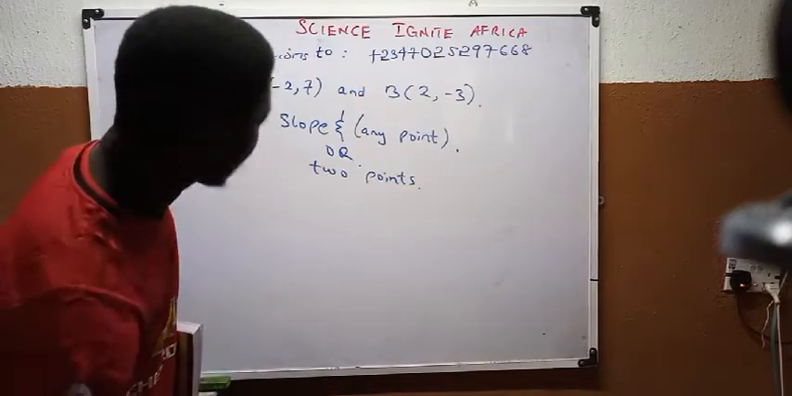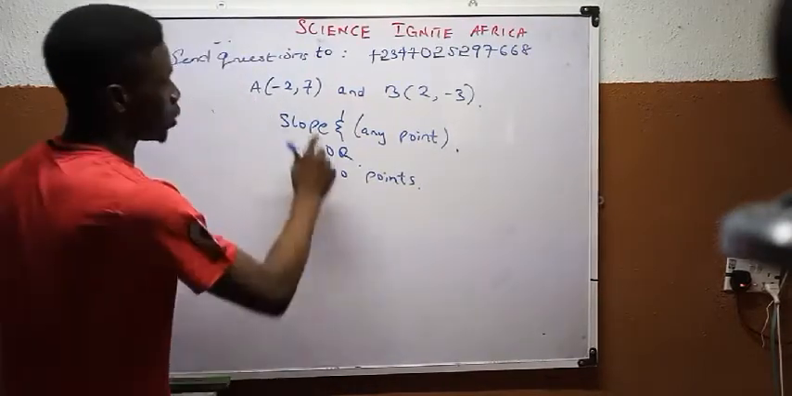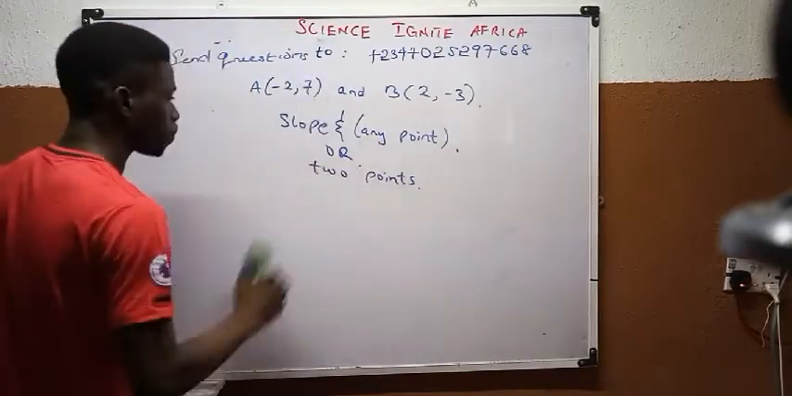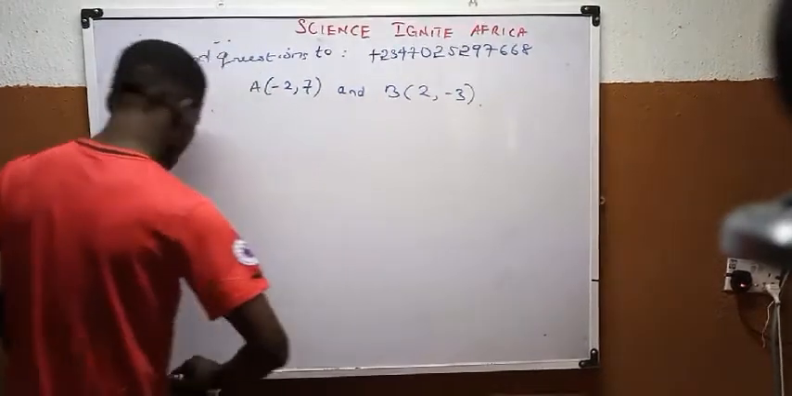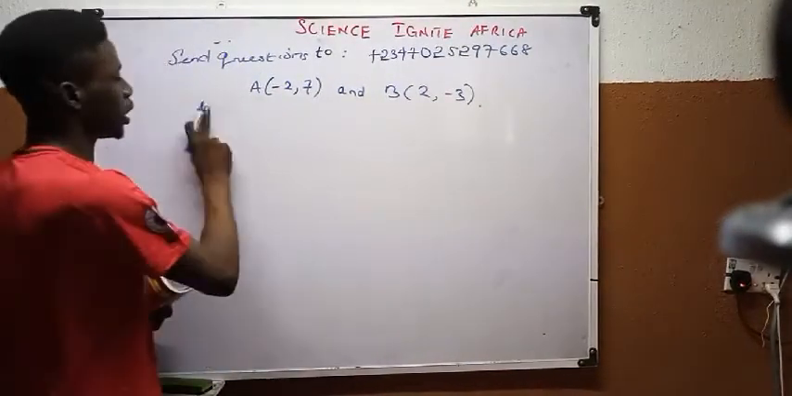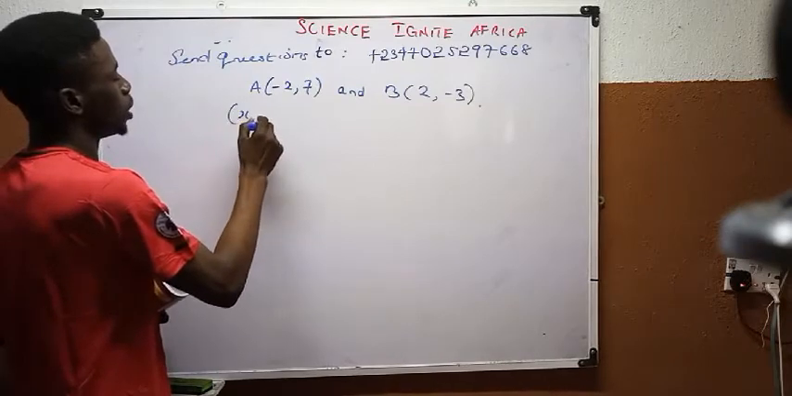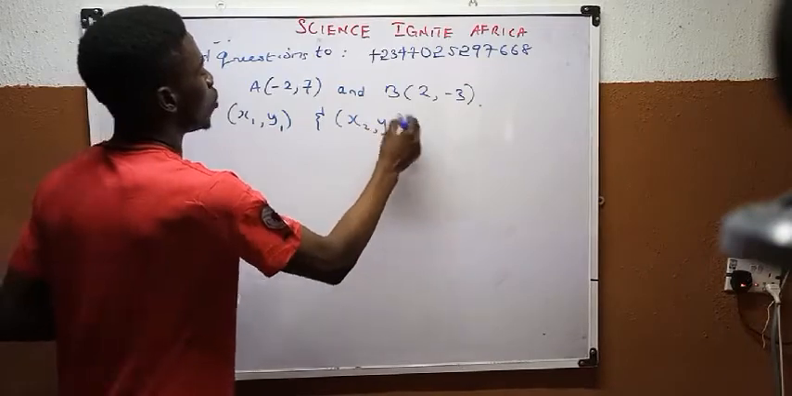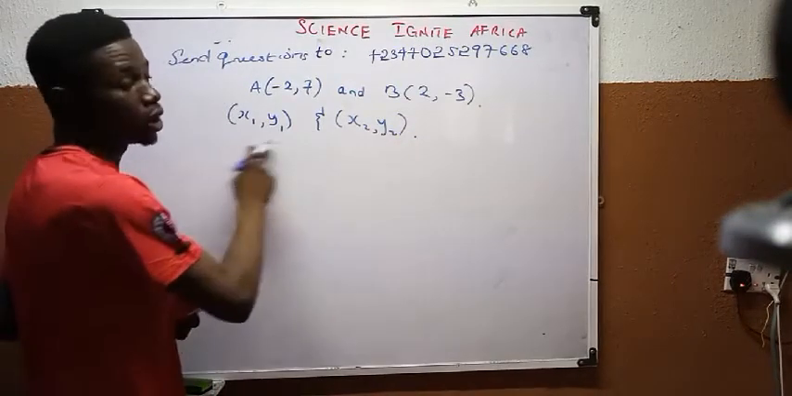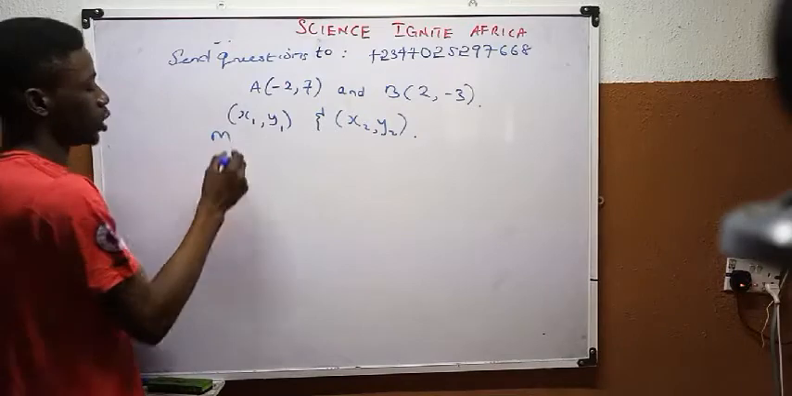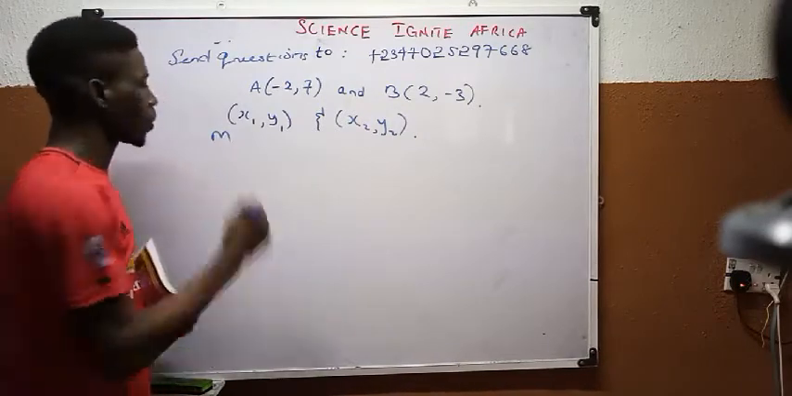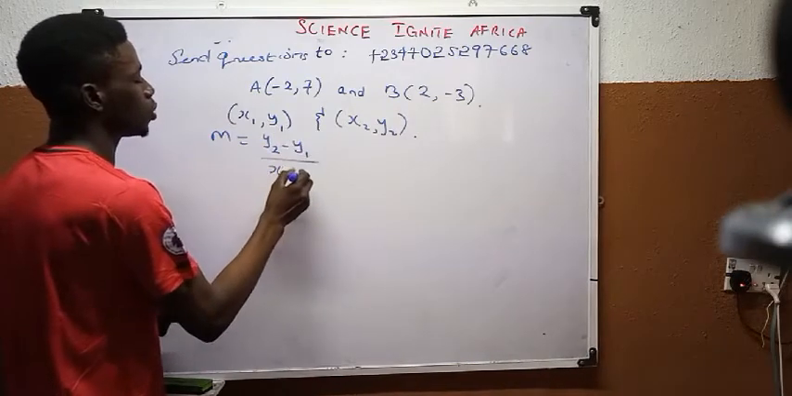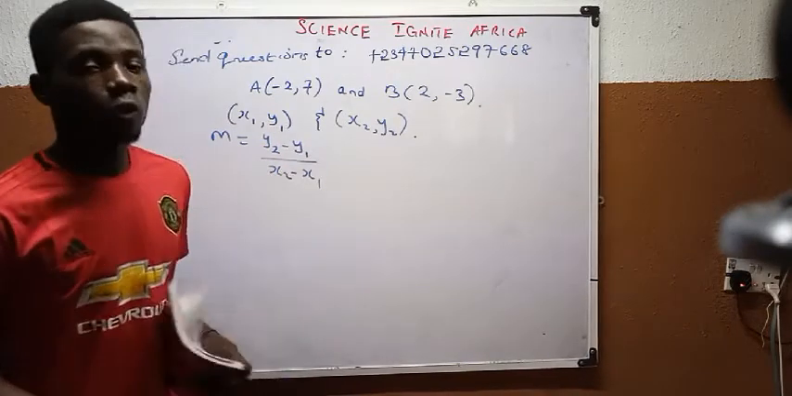So now let us find the equation because we have 2 points already. We don't need the slope now, but we can find the slope here. To find the slope of any line when 2 points are given, let's say the points are x1, y1, and x2, y2, the slope, denoted as m, also known as gradient, is equal to y2 minus y1 over x2 minus x1.